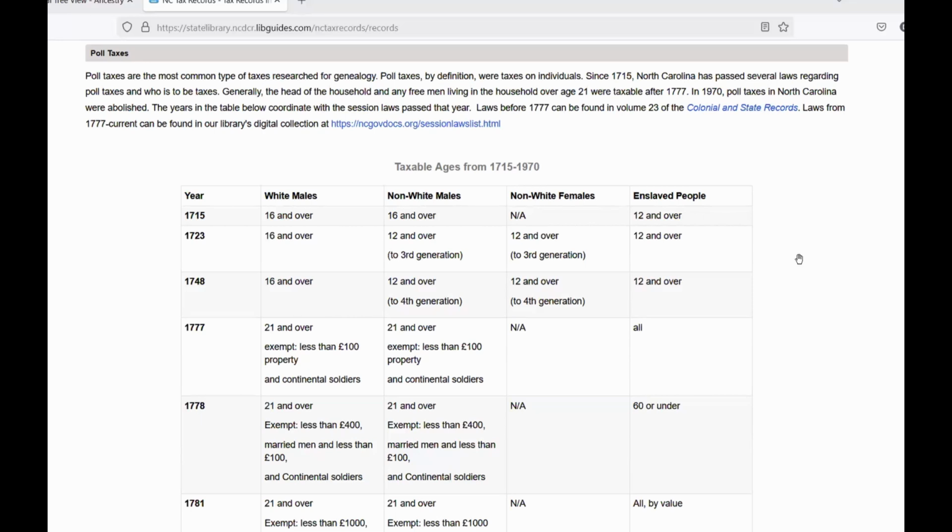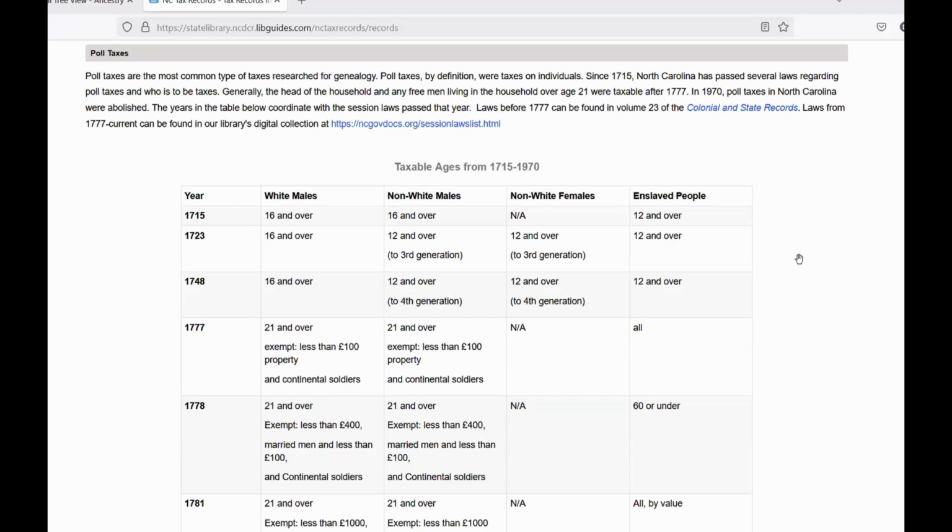So here's what I was talking about earlier as well. Laws before 1777 can be found in volume 23 of Colonial and State Records. This is the North Carolina Digital site. That blue means you can click on it.